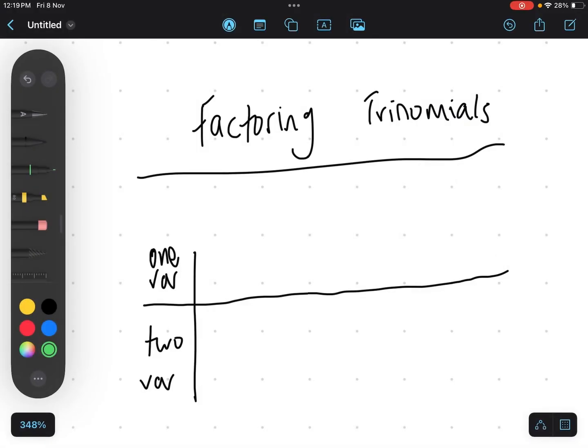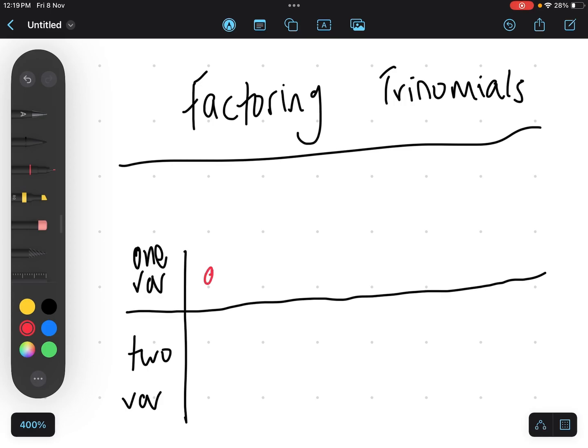Okay, so today we're going to learn how to factor trinomials. Firstly, the trinomials have three forms, either one variable or two variable, and we'll go through them very slowly. The first form is one variable, with the structure ax squared plus bx plus c, where a and b are the coefficients of x squared and x, and c is the constant term.